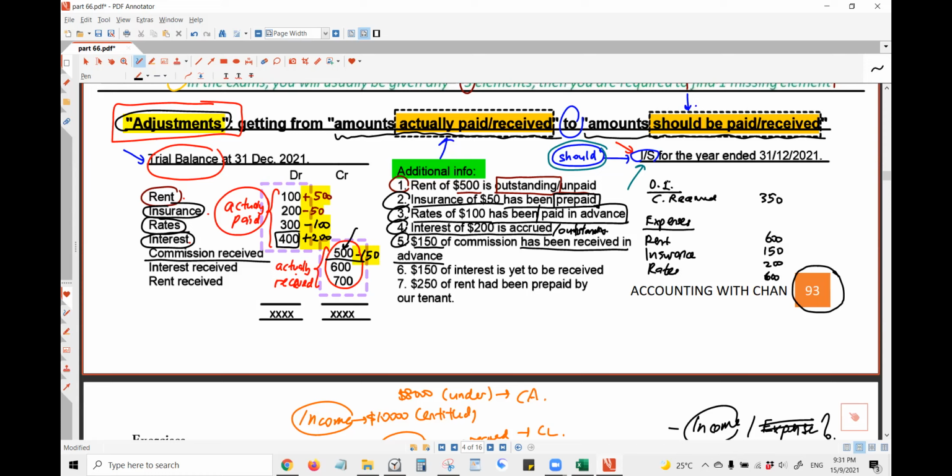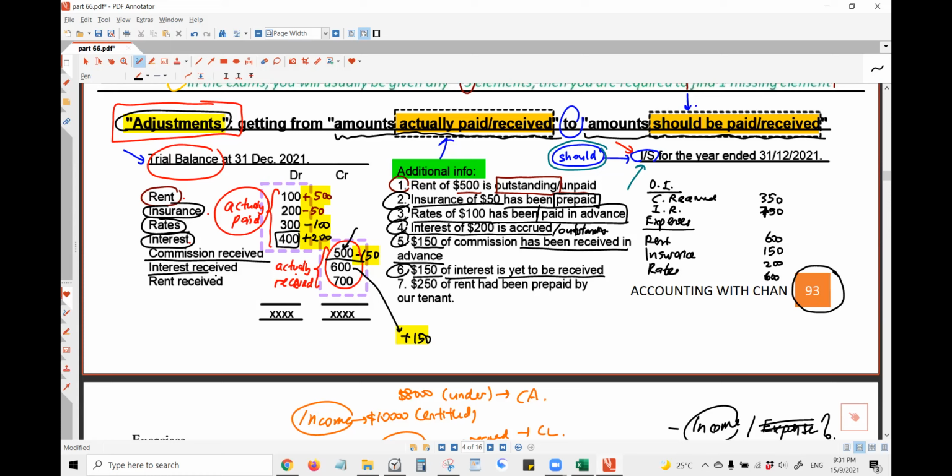Okay. Next one, interest received. Additional info number 6. 150 of interest is yet to be received. Means outstanding. Somebody who pays us interest owes us 150. We have received only 600 right now. So how much should we receive? You have to plus 150 to get the amount you are entitled to receive. This is adjustment. Okay, so interest received 750. Can see it's very small. Okay, on the right in the income statement.